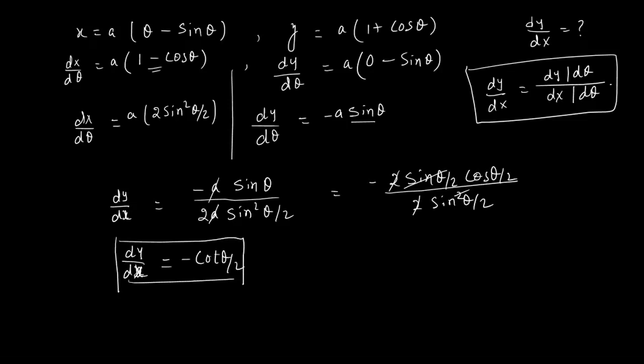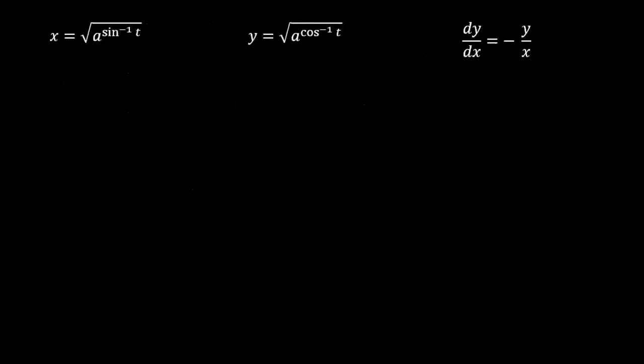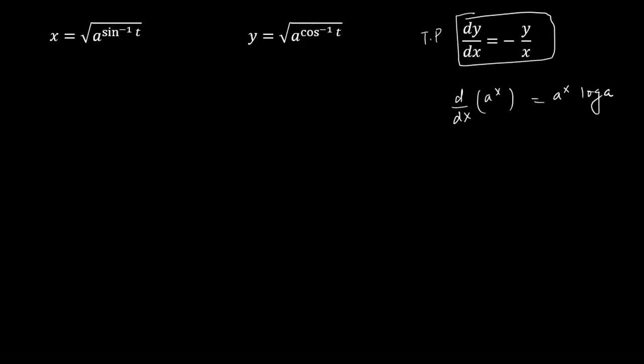Let us see the final question. Here x is square root of a raised to the power sine inverse t, y is square root of a raised to the power cos inverse t, and we want to prove dy over dx equals to negative y over x. Before starting this question, let us know a couple of important points, like derivative of a raised to the power x is a raised to the power x log a.